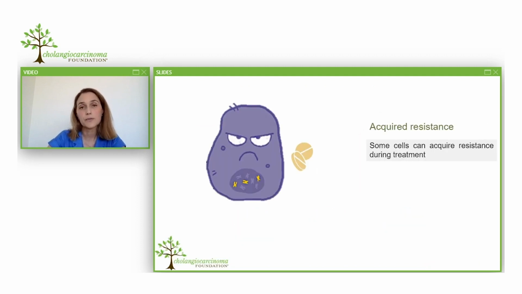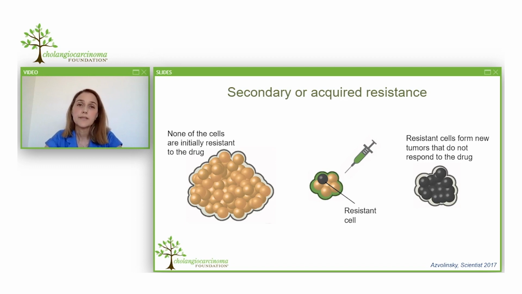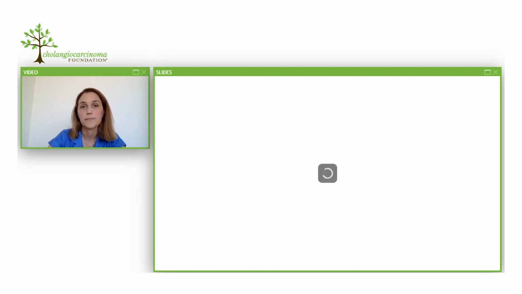But tumors can develop resistance after exposure to a therapy. That is, there is an initial response followed by loss of efficacy, which is known as secondary or acquired resistance. Even if all the cells are the same, which is the case of a cell line or a tumor that grows from a cell line in experimental conditions, changes in some genes or mutations can occur when cells try to defend themselves against the drug. So the cells that survive will form new tumors that don't respond to this specific drug.